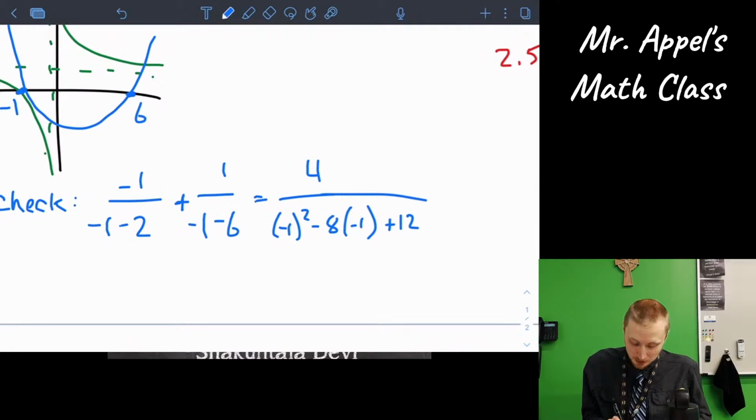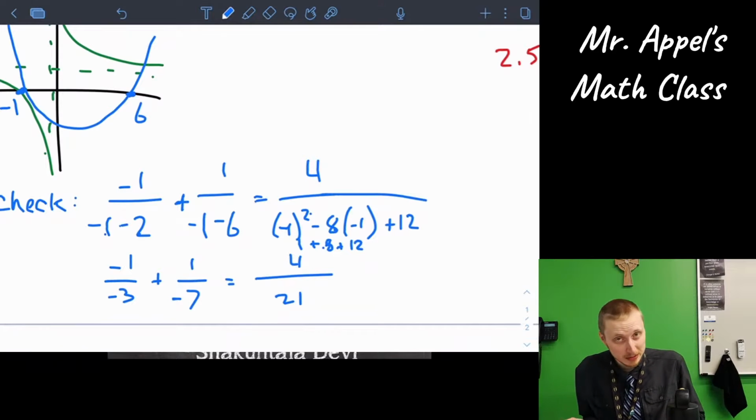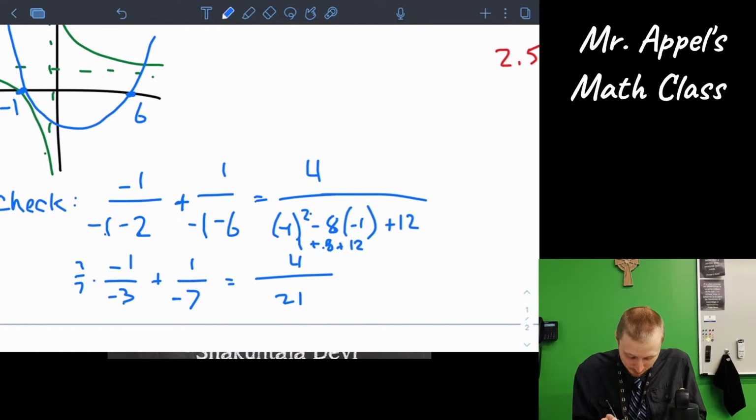Okay, all right, negative 1 minus negative 2 is negative 3, so I have negative 1 divided by negative 3 plus 1 over negative 1 minus 6, negative 7, equals 4 over negative 1 squared is 1 minus 8, that'll be a plus 8 plus 12, right? So 21. That's good because I need to combine thirds and sevenths. So adding fractions, I need common denominator. That's going to be 21 anyways. So this is going to be times 7 over 7 times 3 over 3.